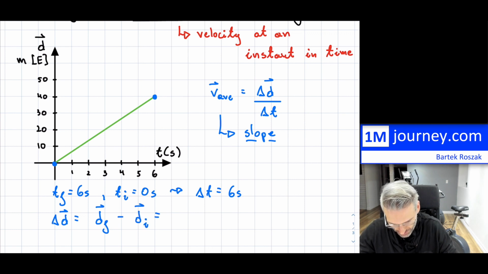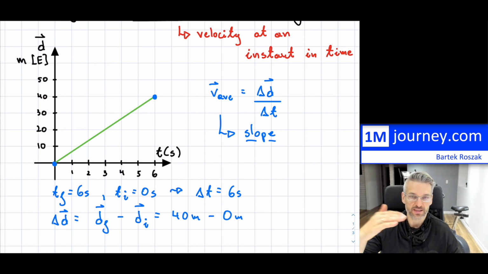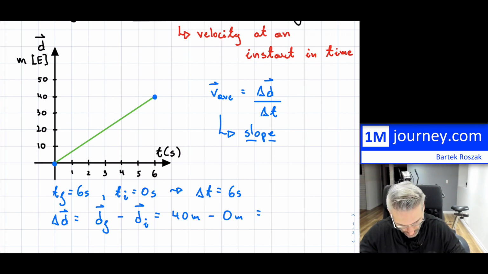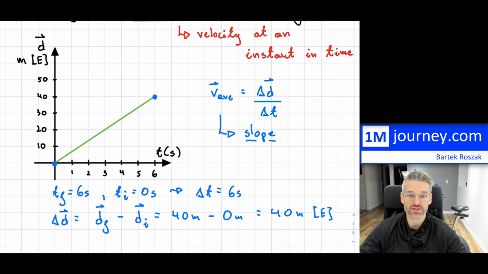In this case, you can see that we're moving east. So I'm going to drop the east right here, and we've covered 40 meters east, minus the 0 meters, which would have been your initial starting point. I guess that's your reference. And you would have had 40 meters east as your total change in displacement.